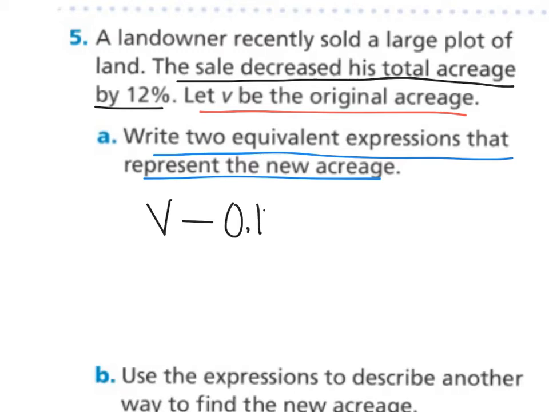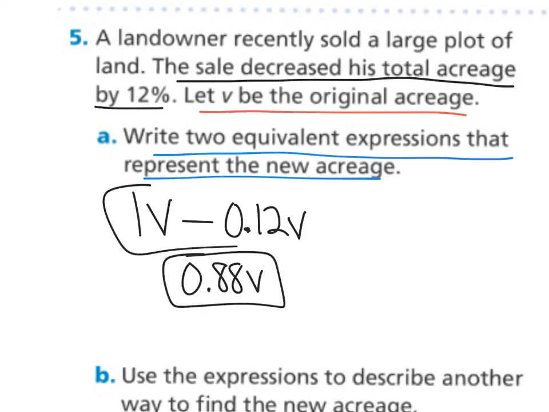So 12% as a decimal times whatever the original acreage was. That's what we're subtracting out. So that would be one equivalent expression. And then we could put a 1 in front of this. We could actually subtract. We could combine these together. Another way of putting this would be 88 hundredths V, which basically says if we decrease by 12%, we still have 88% of what we started with.